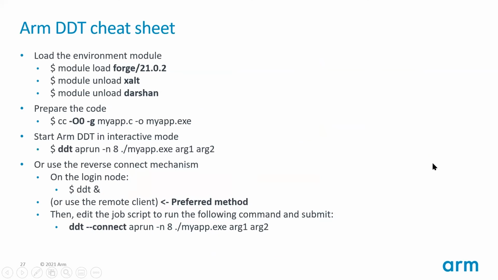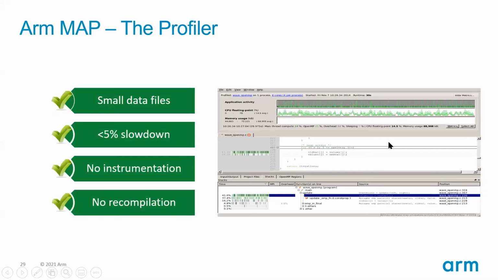Okay, and then here is just commands to go through DDT. On the other side, we have our profiler, MAP. MAP is here to tell you where time is being spent line by line. The idea is to identify the hotspots. You don't have to modify your code.